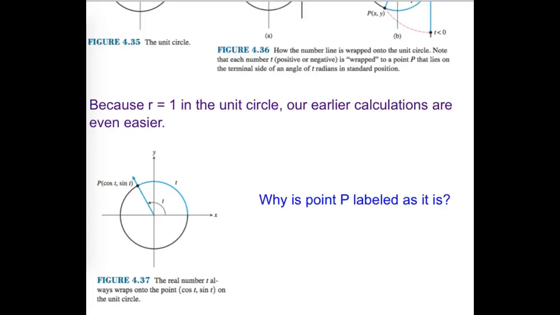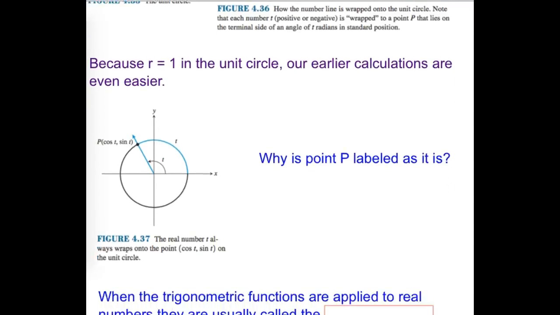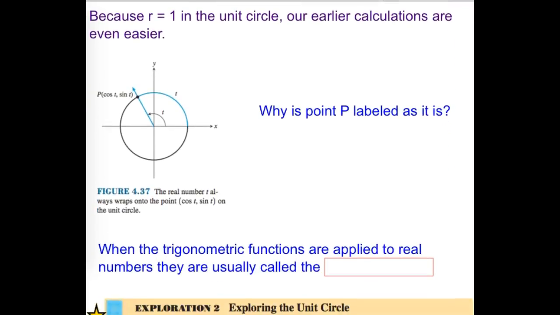Now, in this next picture, our point P is labeled cosine T, sine T. Why? Okay, cosine is defined to be x over r. But what's r? In a unit circle, r is 1, right? So that's why I've been saying all along, if you can memorize cosine's x, sine is y. In a unit circle, r is always going to be 1, so that's going to drop out of our calculations.